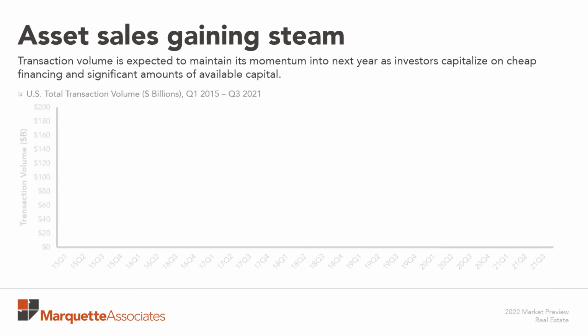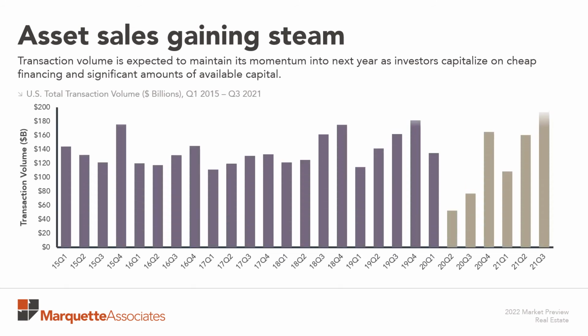Transaction activity has improved significantly over the past 3 quarters and is expected to continue its momentum in the short term, especially in industrial, multifamily, and life sciences. Given the wall of available capital and cheap financing, many institutional investors should continue to increase their real estate allocations going forward.